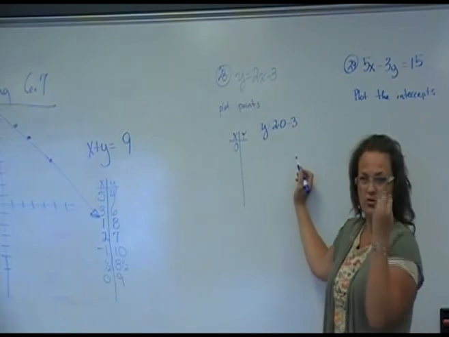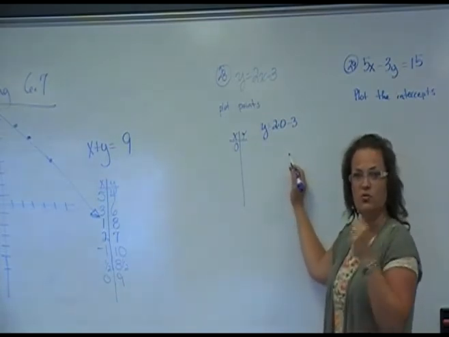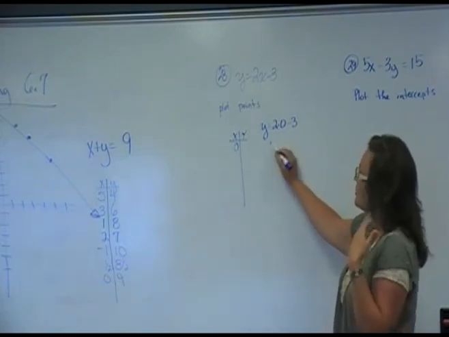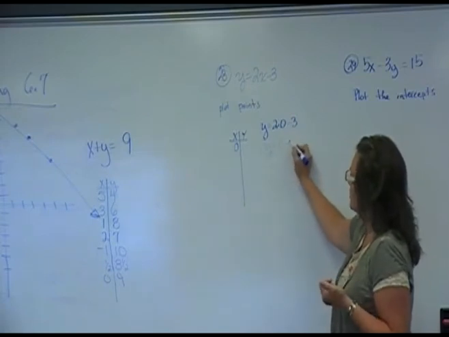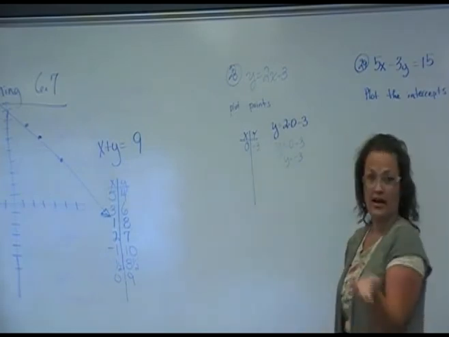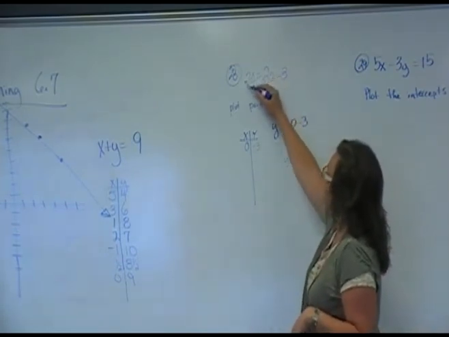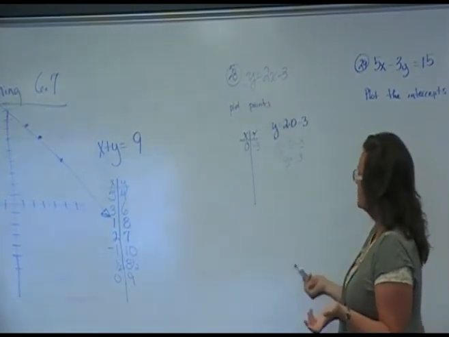I don't know these combos off the top of my head like I did the last problem, so I have to do a little more algebra on it. I'm saying, what if I plug in 0, what would y have to be? y would be 2 times 0, or 0, minus 3, or negative 3. So check that out. That solution works. 0 for x and negative 3 for y makes these two sides equal. Okay, I need another point.